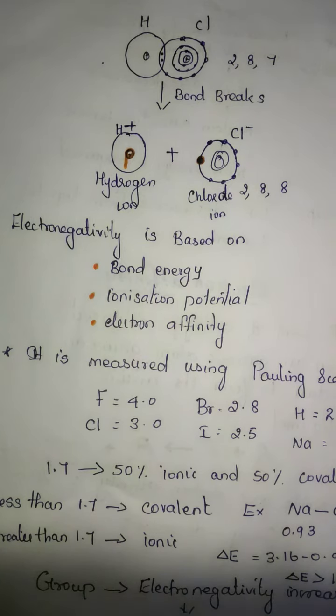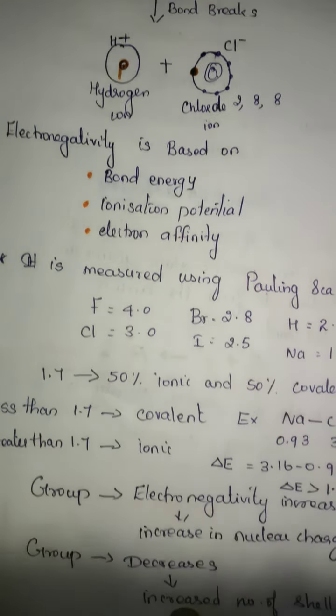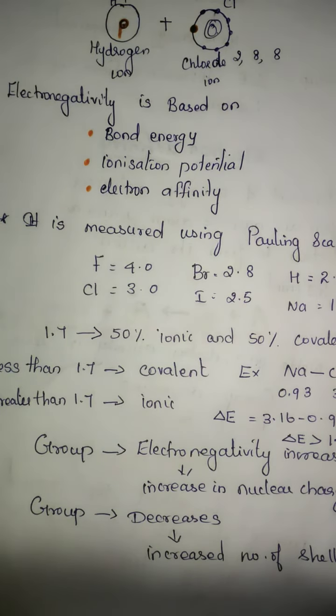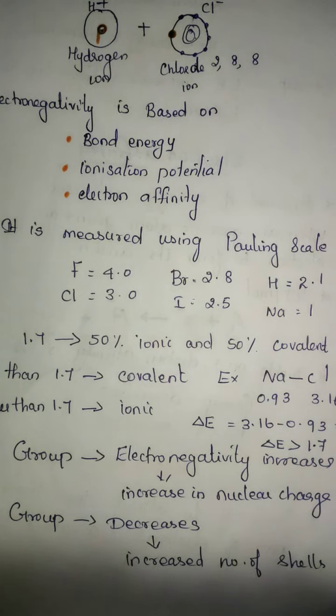Not only hydrogen chloride, for most covalent bonds, the element which has the highest ionization potential and electron affinity will attract the electron towards itself. And this property of the element is called electronegativity. So the electronegativity of an element is mainly based on bond energy, ionization potential and electron affinity. Electronegativity can be measured by a scale called the Pauling scale.